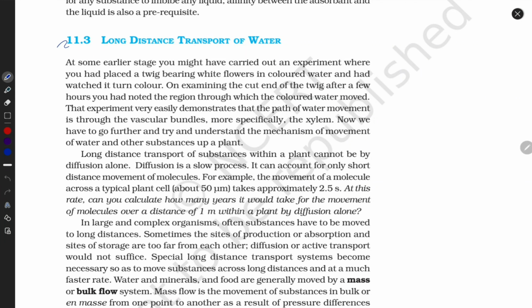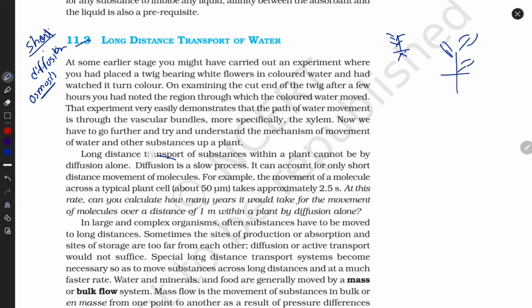Let's discuss long distance transport of water. In my previous video, we already discussed short distance transport like diffusion and osmosis. Diffusion is not enough to transport water, and osmosis is not enough to transport water all over the plant. They are useful in short height plants. If a plant is 10 meters or 250 meters tall, then what happens to them?